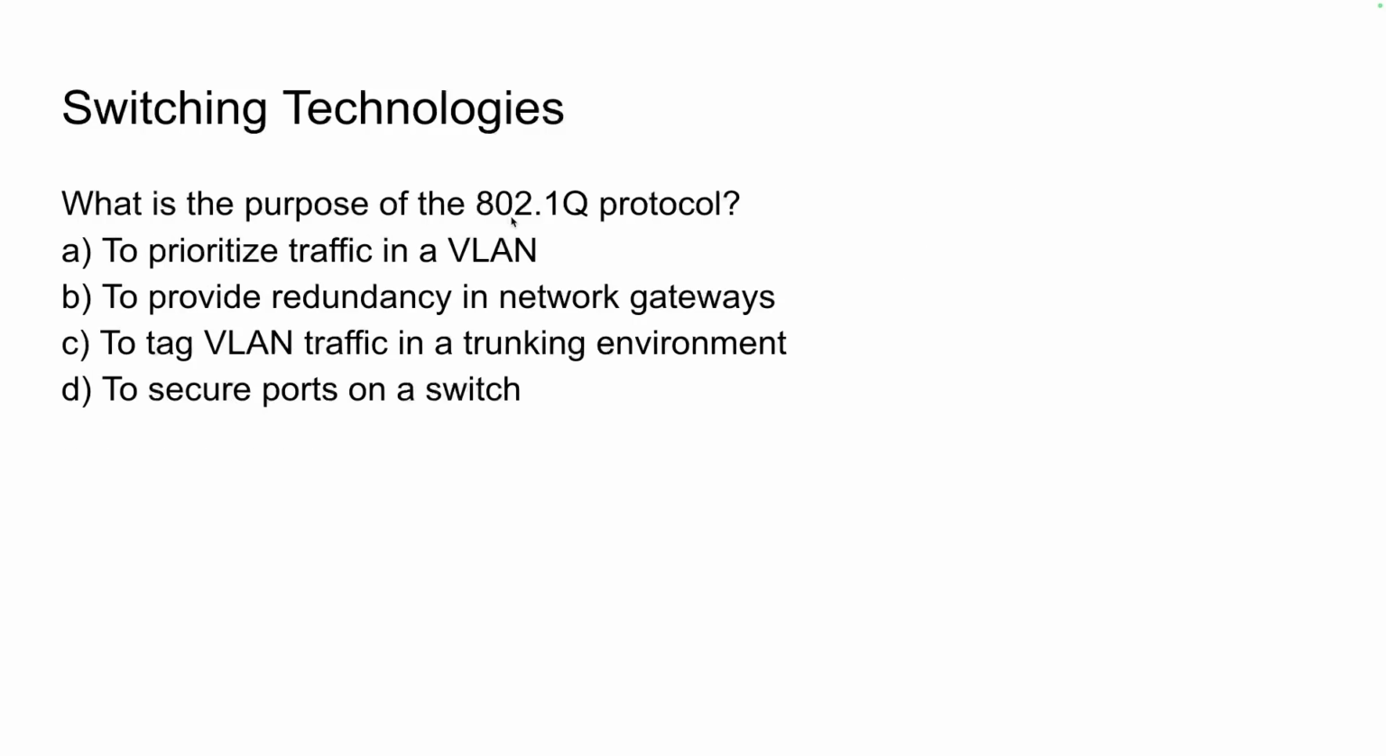What is the purpose of the 802.1Q protocol? To prioritize traffic in a VLAN, to provide redundancy network gateways, to tag VLAN traffic in a trunking environment, to secure ports on a switch. Oh man, I would be completely guessing on this one. Oh, okay, so to tag VLAN traffic in a trunking environment. 802.1Q is to tag VLAN traffic in a trunking environment.